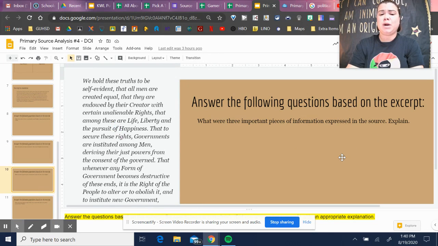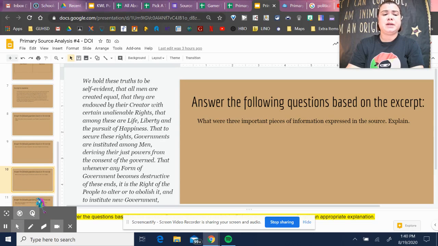The slide 10 question is, what were 3 important pieces of information expressed in this source? So go ahead and choose 3 key facts that you liked from the source that you thought were really important and explain why they're important.